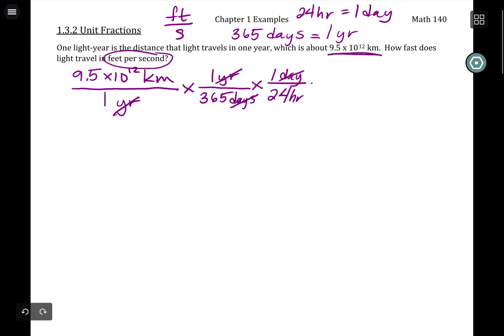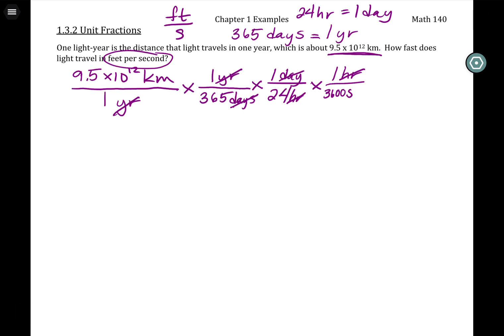Okay, so now I'm in kilometers per hour. And then if you need to go from hours to minutes, minutes to seconds, this one I do have memorized, so I'm going to jump to the fact that I know that there are 3,600 seconds in an hour. So I'm going to say 1 hour divided by 3,600 seconds is equal to 1. And I'm finally down to kilometers per second.